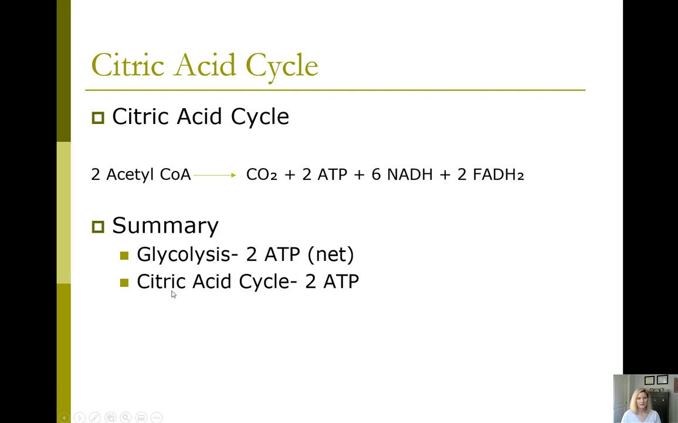So here's our summary so far. In glycolysis, we've gained 2 ATP net. Citric acid cycle, we've gained 2 ATP net. But where do we get all the rest? There's like 32 that get produced total. So all the rest are going to be occurring in the third stage.